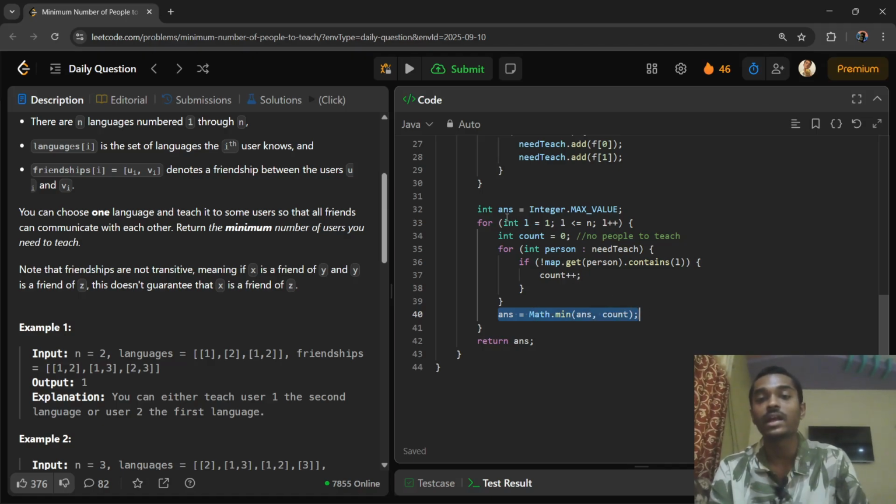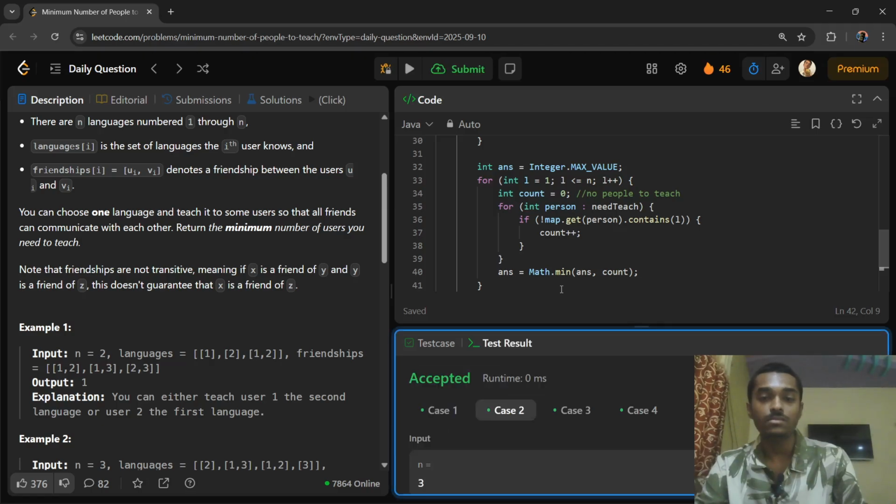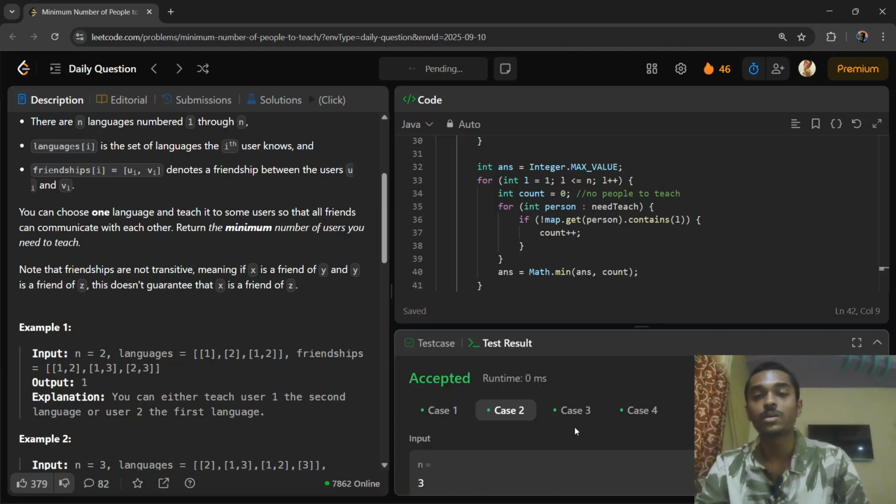We try out every possible language and take the minimum of them, and at the end we return our answer. Now let's try to run it. Yeah, it is running. Let's try to submit it.